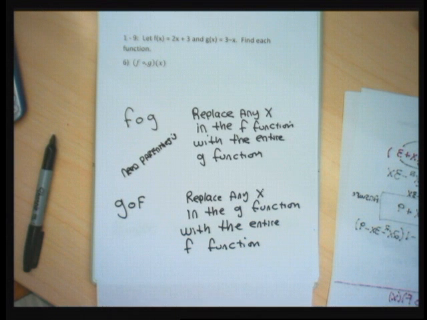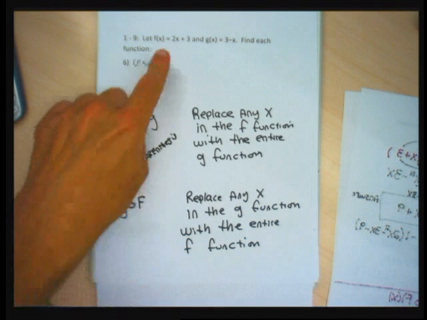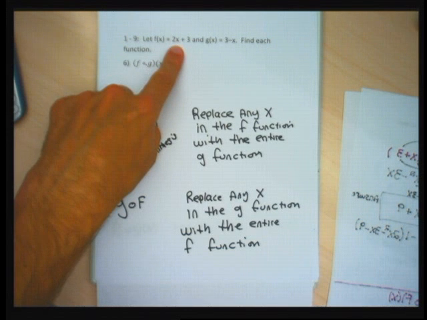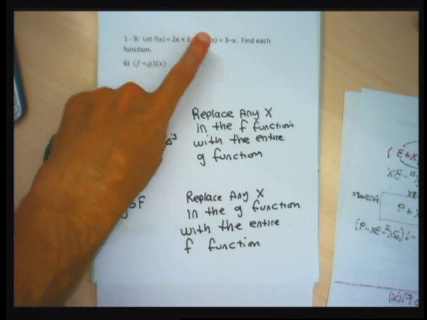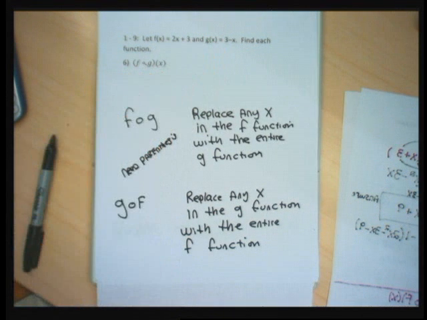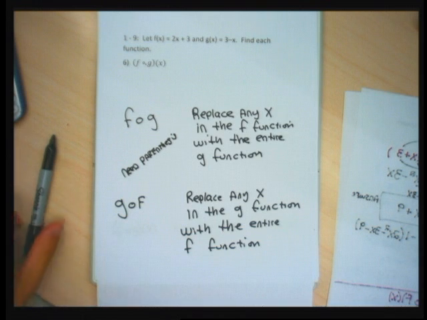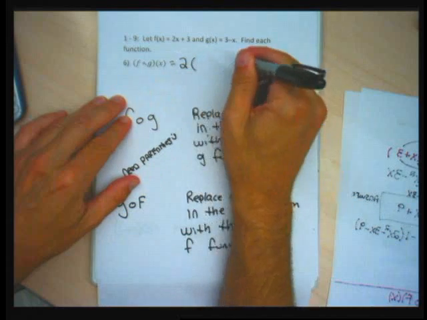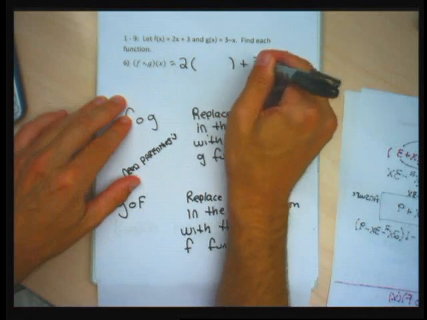So when I look at my instructions, I see the f function, 2x plus 3. I'm only dealing with the right sides of these functions. What I want to do is replace that x with the entire g function, which is just the right side, 3 minus x. So to do f composed with g, I replace any x in the f function on the right side of the f function with the entire g function.